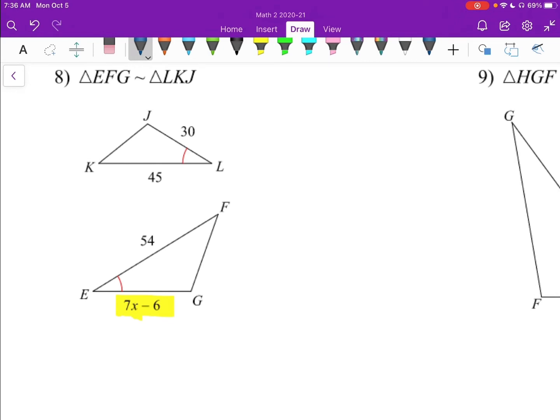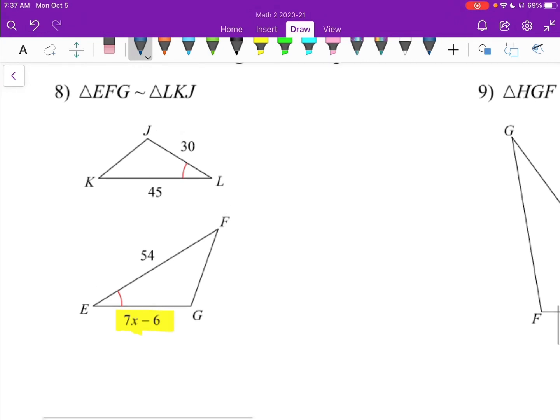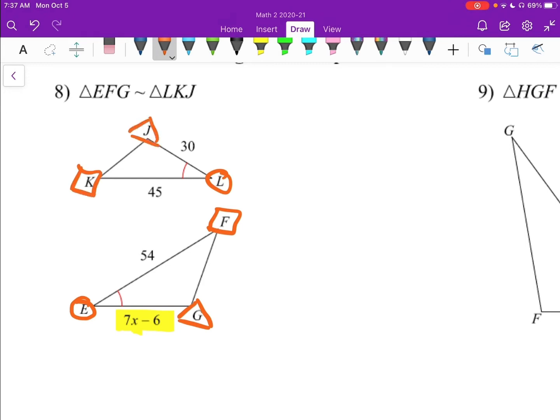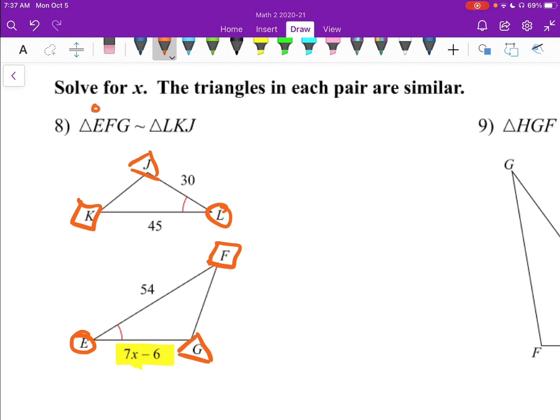So we can see that triangle EFG, so I'm going to do little different shapes here. E, circle. F, I'm going to put a box. And then G, I'll put a triangle around it. And then L, circle. J, or K, box. And J, triangle. And you can double check yourself. They should be circle, box, triangle. Me doing that just helps me to know where do things go.